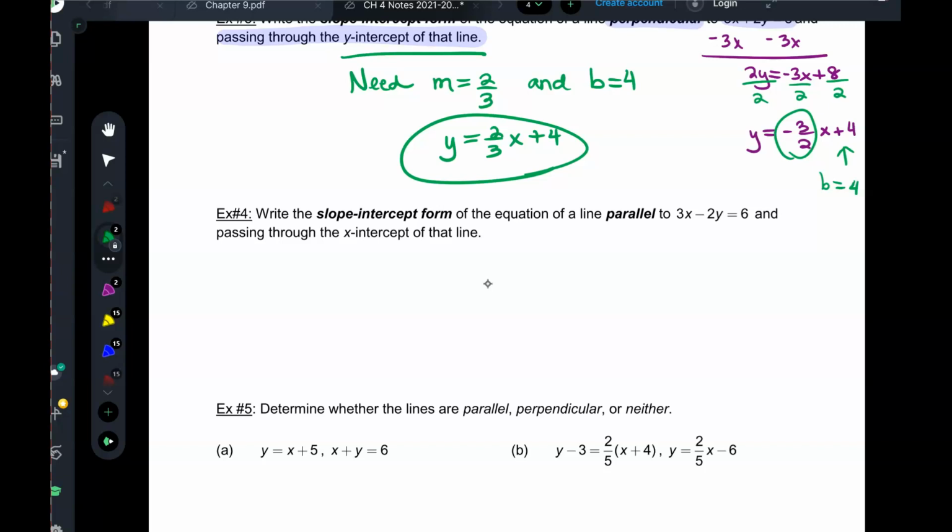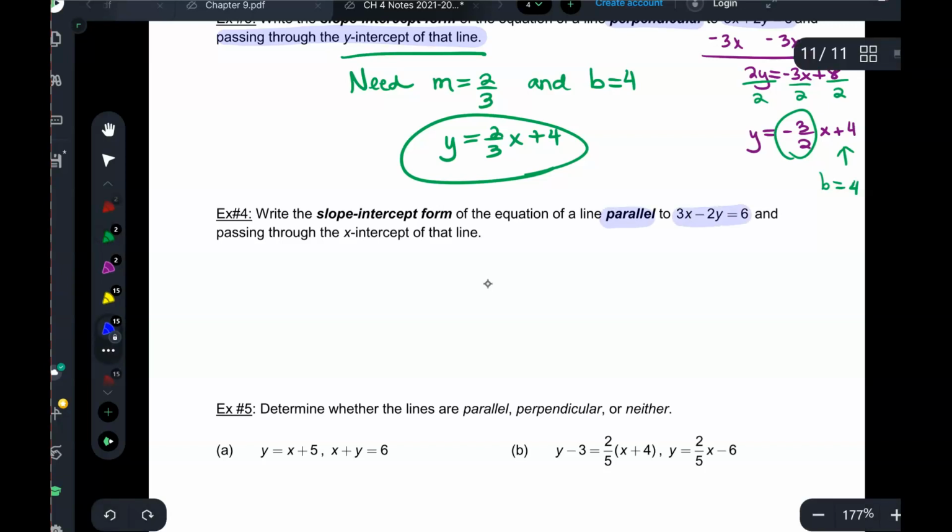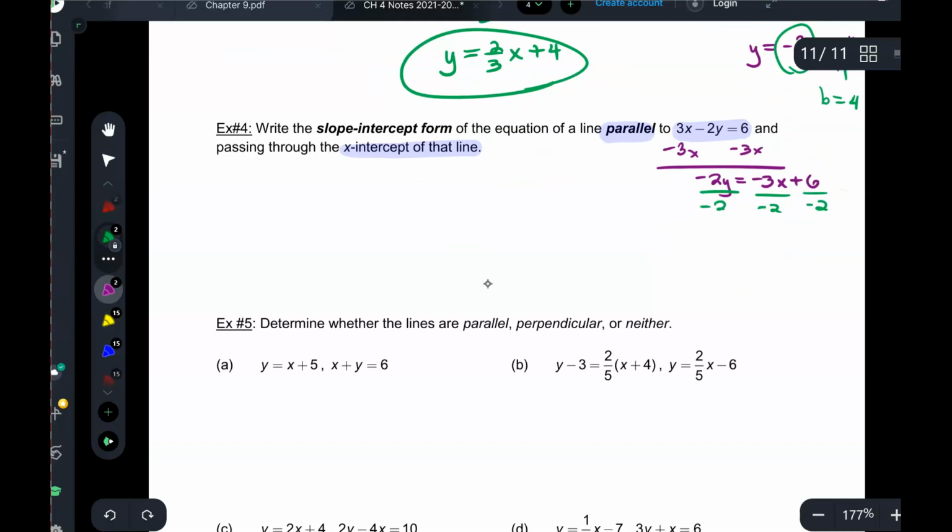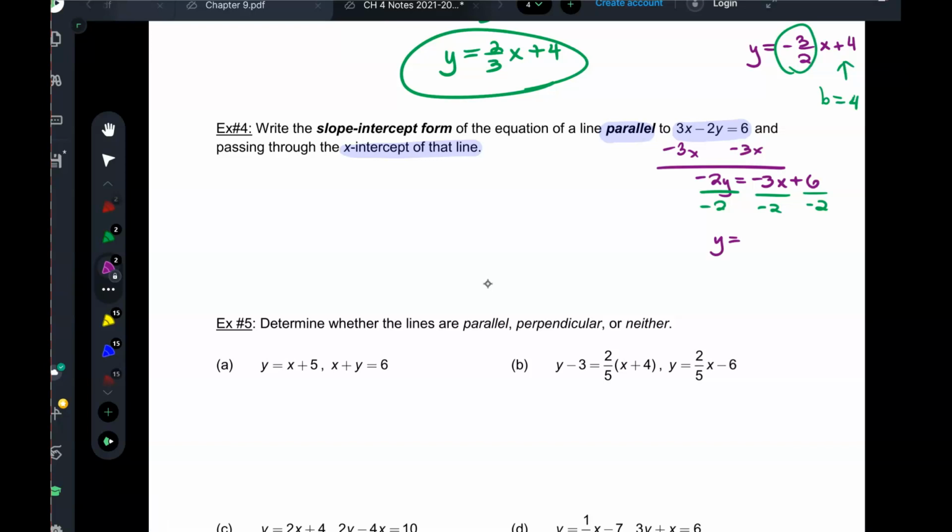Okay, slope-intercept form. We want a line parallel to this one that passes through the x-intercept of that line. Let's work with that first. What is the equation of that line? I'm going to subtract 3x, so I get -2y equals -3x plus 6. And then we have to divide everything by -2. So -3 over -2 gives us a positive 3 over 2x, and a -3.